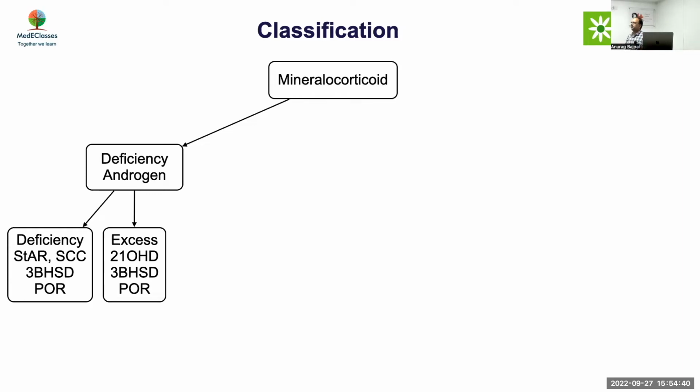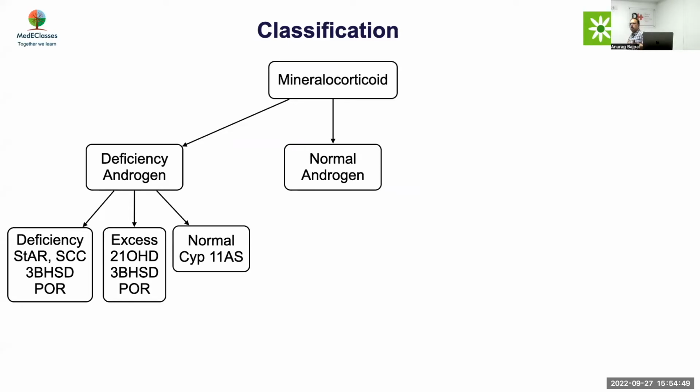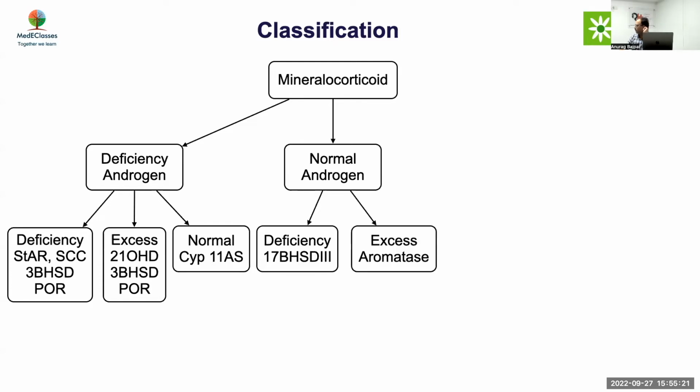If it's normal, then aldosterone synthase defect will be there. Now, mineralocorticoid is normal and androgen is deficient. Then non-classical StAR. No, I'm talking about more classical terms. So you have isolated androgen deficiency, 17-beta HSD. Androgens are in excess. Everything is normal, androgen is in excess. Yes, so it is very simple as that.